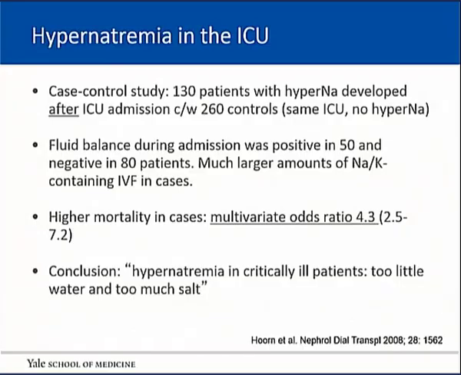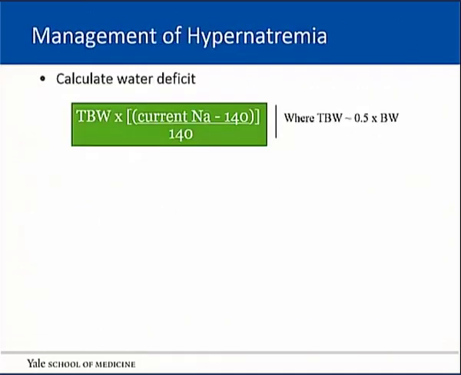And why does it matter? Because people die more. So in this case control study from the Netherlands, patients who developed hypernatremia in our phase, right? So these are people who developed hypernatremia while receiving ICU care, had a 4-fold increase in mortality. And the reason was mostly because they were getting either too little water or too much salt, sodium and or potassium. So it's largely our fault. This is iatrogenic hypernatremia. Every time you see hypernatremia, you need to replace water.